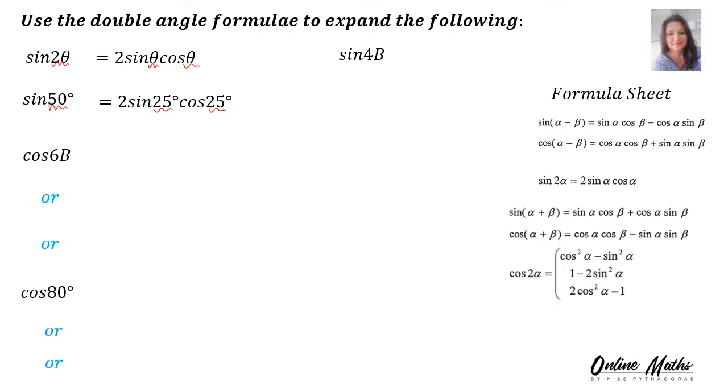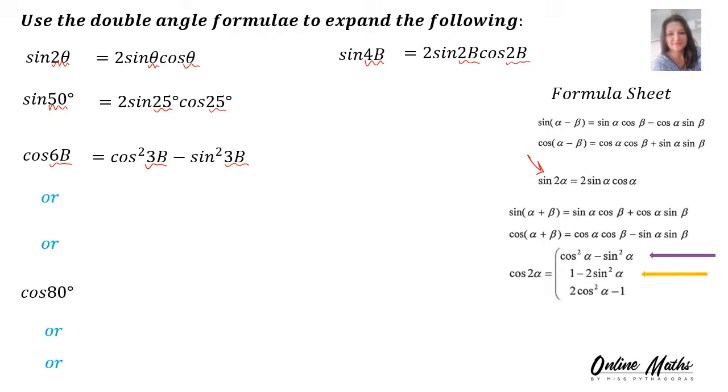So sin 4b is the same as 2 sin, and then if this is 4b, this is 2b, cos 2b, from using the formula. Now let's go to cos 6b. Cos has three options there. So if we use the first one, we write it as cos squared minus sin squared. And then this is 3b, 3b. It's half of the 6b.